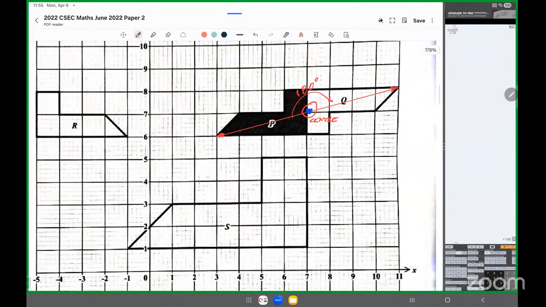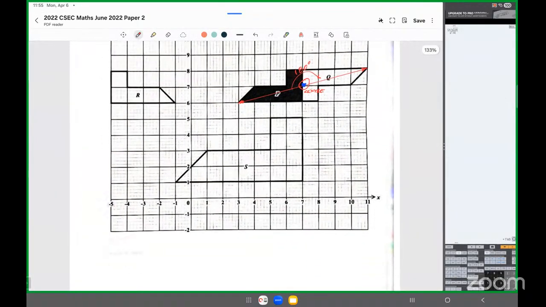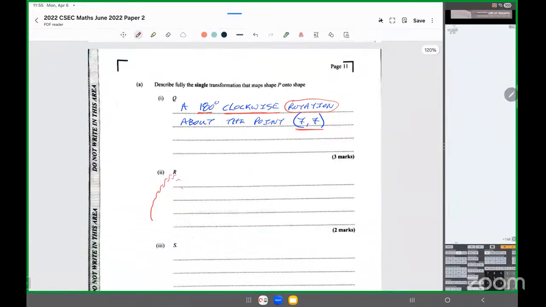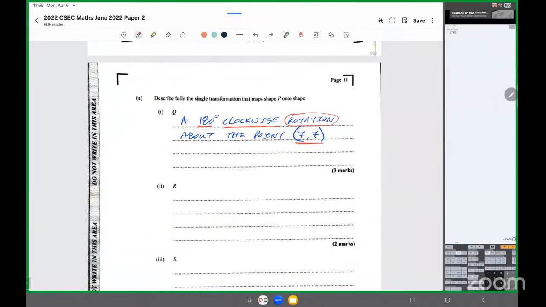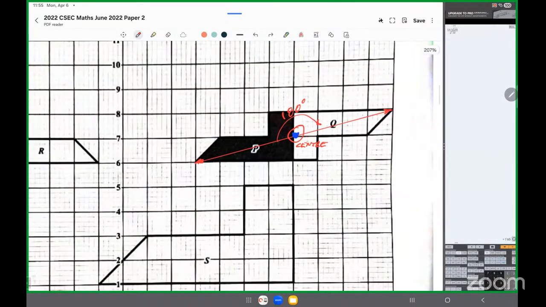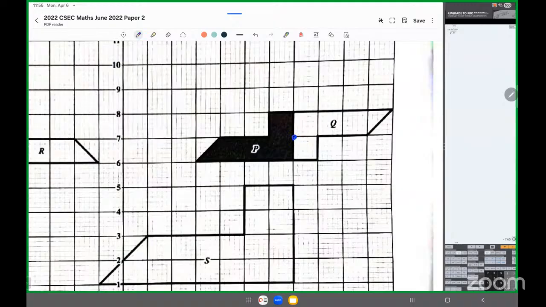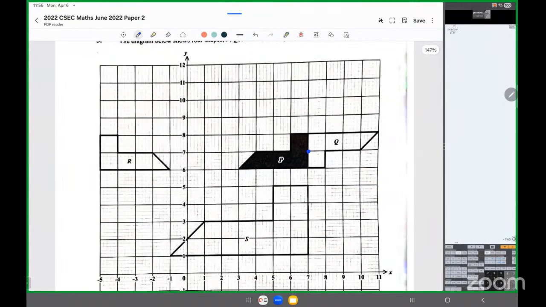So let us see now. The next one is to R. So how did we go from P to R? Now, the orientation is reversed. You can look at it. Let me take this off, and let me just leave the center point alone, which is right here. I'm comparing these two now. The orientation is clearly reversed.